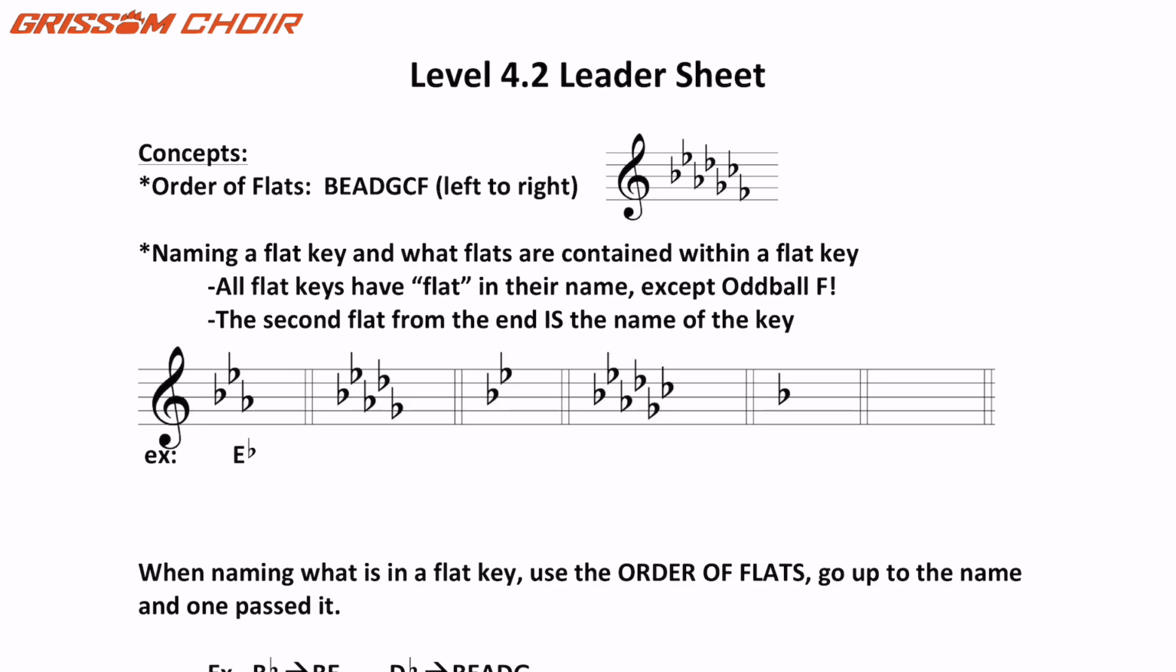When it gives you the key signature and it shows you the physical flats on the line and spaces, we look at the second to last flat. The second flat from the end is the name of the key signature.